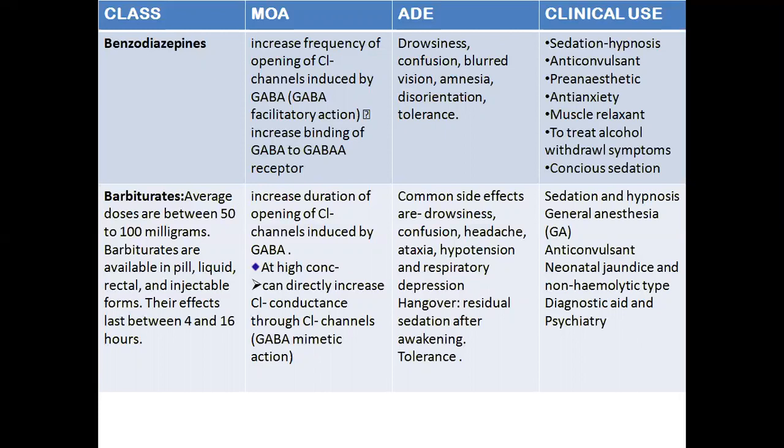Now, what is a barbiturate? Actually, what does it do with the patient? All barbiturates are derivatives of barbituric acid. They are non-selective CNS depressants and act at any site, the ascending reticular activating system being the main site. The average dose of barbiturates is between 50 to 100 milligrams, available in pill, liquid, rectal, and injectable forms. Their effect lasts long, between 4 to 16 hours.